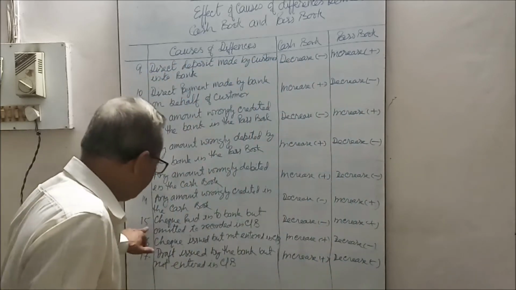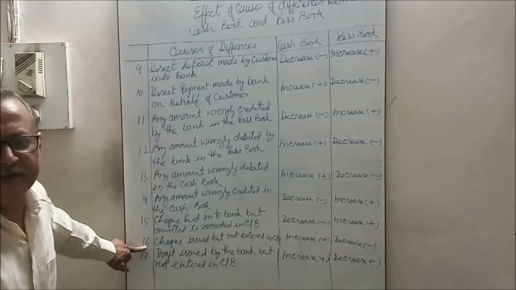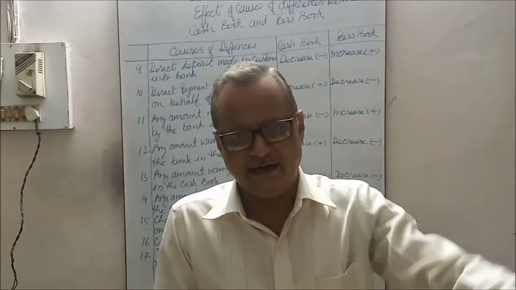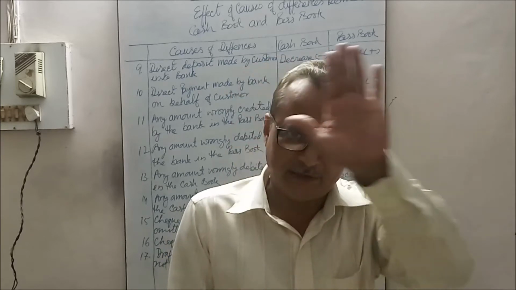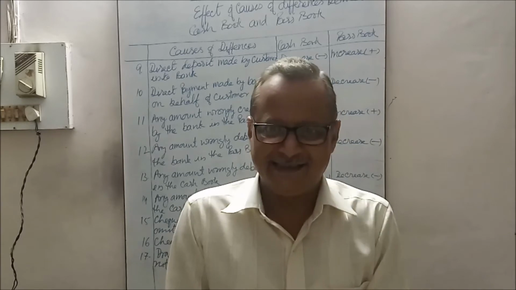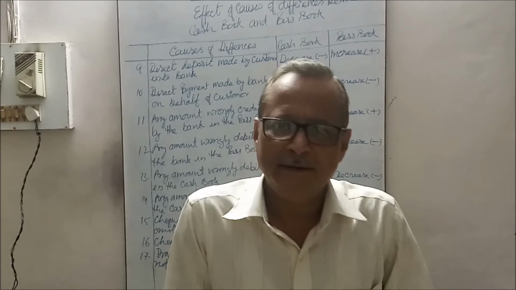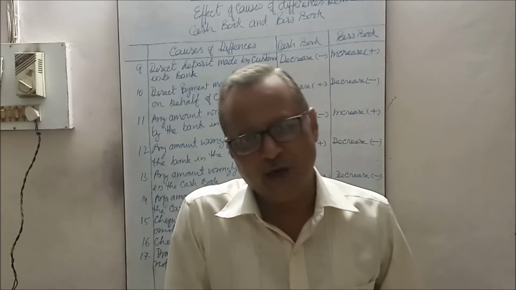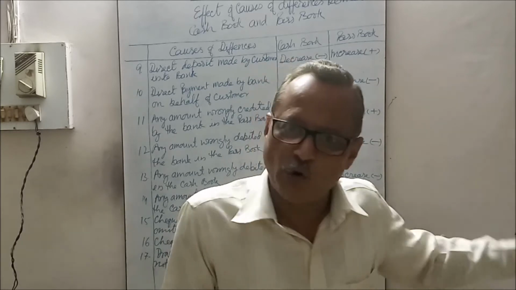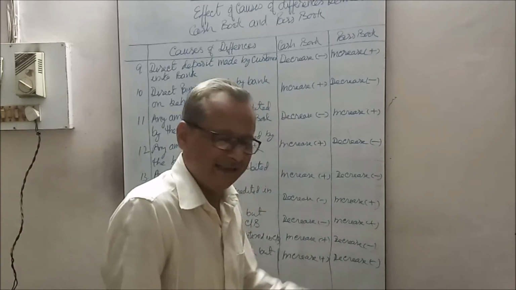Likewise, checks issued but not entered in the cash book. You have issued a check that should be credited in the cash book but is not credited. The cash book is not reduced or decreased, so it will show an increase in comparison to the passbook. And suppose that check is presented by the person to whom it was issued, the bank will decrease it. So the bank passbook will show a decrease in comparison to the cash book, whereas the cash book shows an increase in comparison to the passbook.